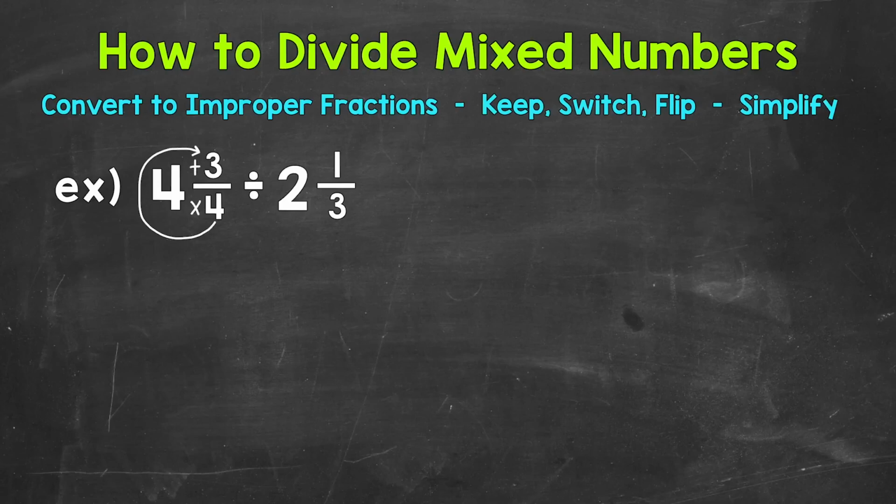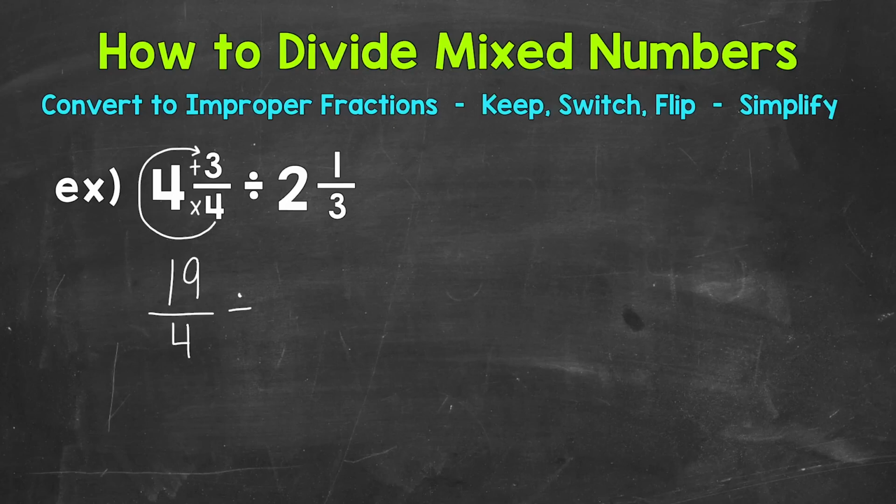So we do 4 times 4, so the denominator times the whole number. 4 times 4 is 16. Then we add the numerator. 16 plus 3 is 19. So 19 is the numerator of our improper fraction. We keep our denominator of 4 the same.